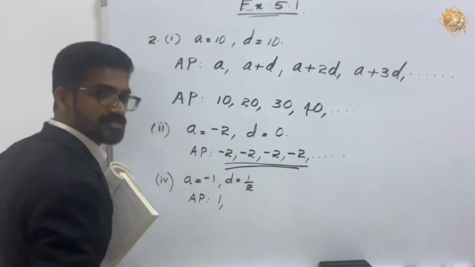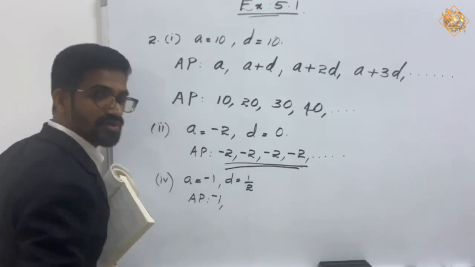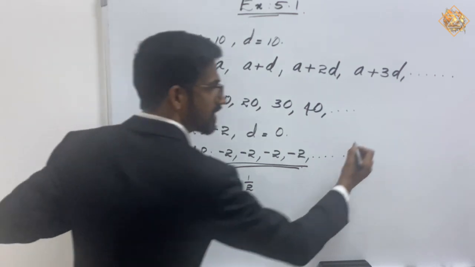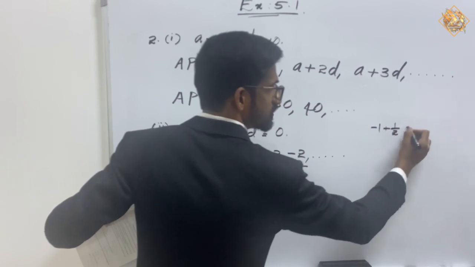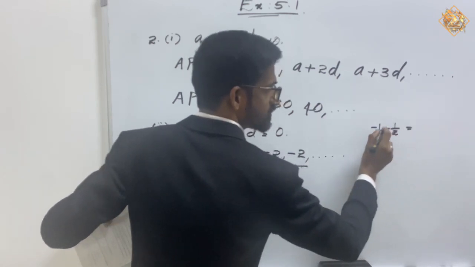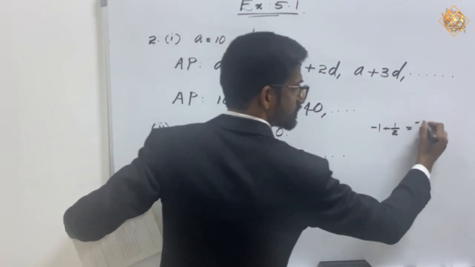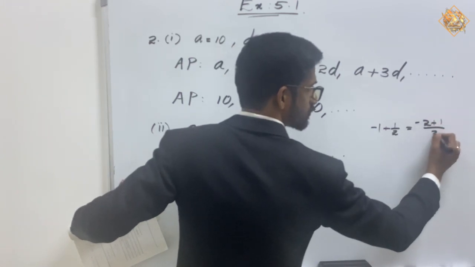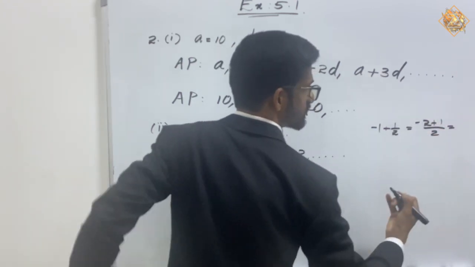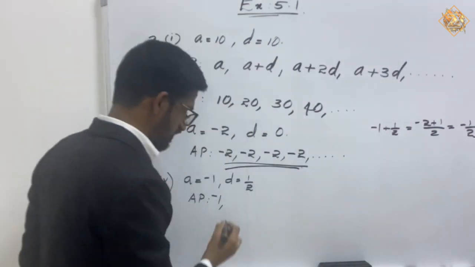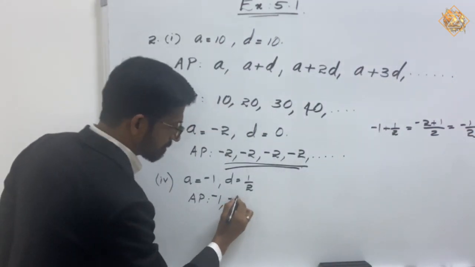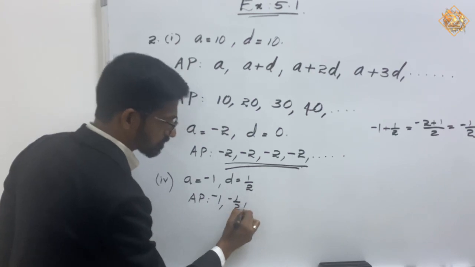To get the second term, first term here is minus 1. To get the second term, along with the first term, we have to add the common difference, isn't it? So it will be minus 1 into 2, that is minus 2 plus 1 by 2. Minus 2 plus 1, it is minus 1 by 2. Isn't it, students? So the second term here will be minus 1 by 2.